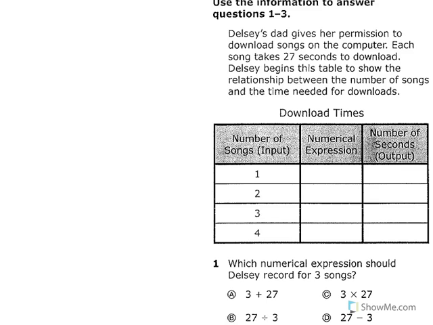Question number 1. Which numerical expression should Delsey record for 3 songs? Okay, and you wouldn't add 3 plus 27. You wouldn't divide 27 by 3. And you wouldn't subtract 3 from 27. But you would multiply 3 times 27 to figure out how many seconds it would take to download 3 songs.